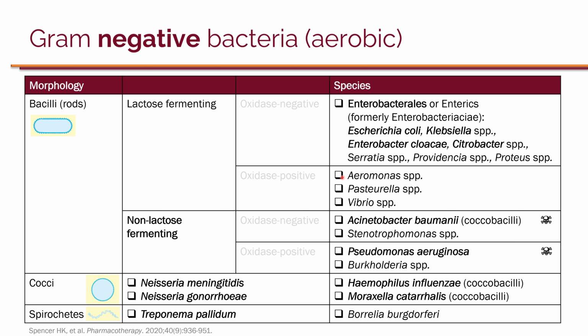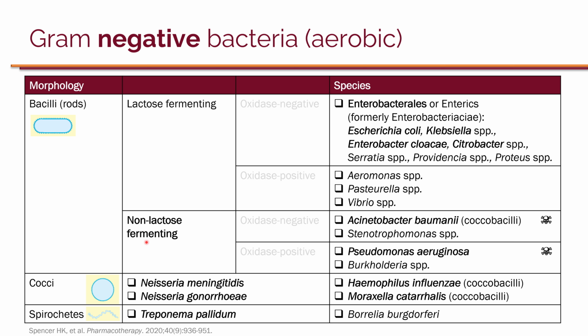Then we have other members that are lactose fermenting. These are Aeromonas, Pasteurella, and Vibrio species. And then on the other end of the spectrum, we have non-lactose fermenting organisms. That includes Acinetobacter baumannii, Stenotrophomonas, Pseudomonas aeruginosa, and Burkholderia.